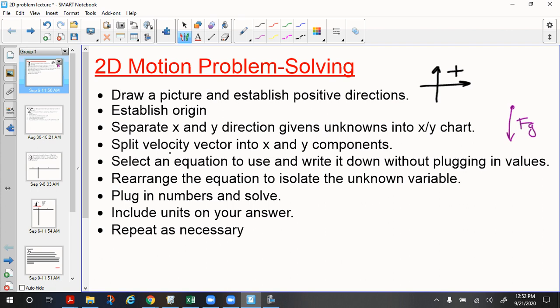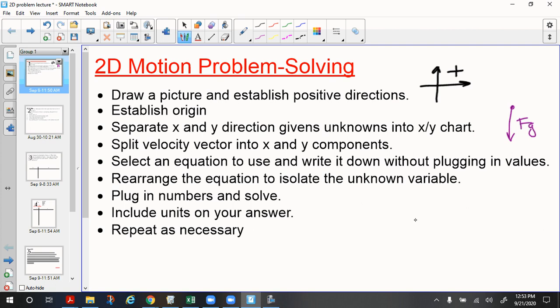Then you're going to split your velocity vector into X and Y components. So if this thing is projected upward or downward, you've got to split that into components. You'll select equations to use and write them down without plugging in values. Then make sure you rearrange your equations to isolate for your unknown variable before you plug in values. And then you plug in numbers and solve. Make sure you have units on your answers and then repeat as necessary.